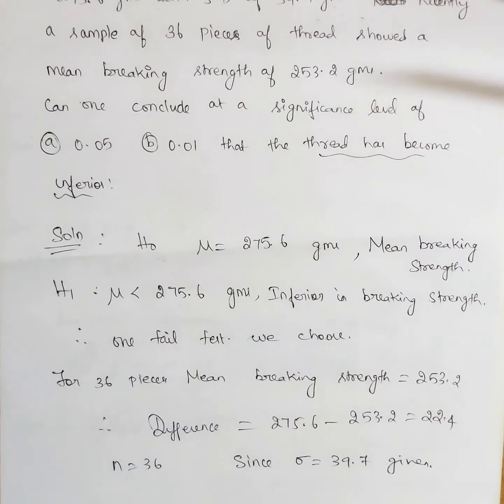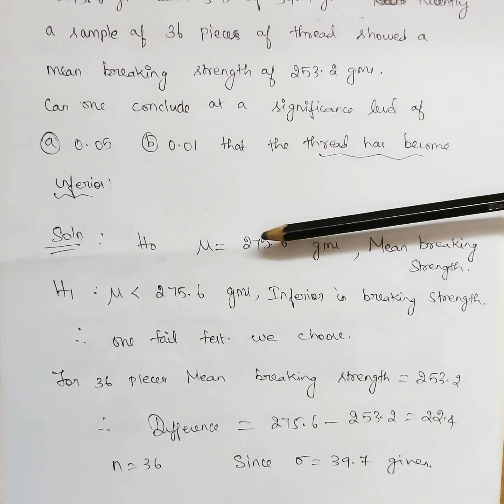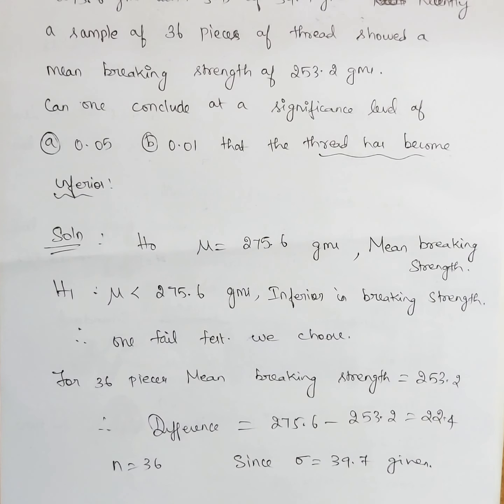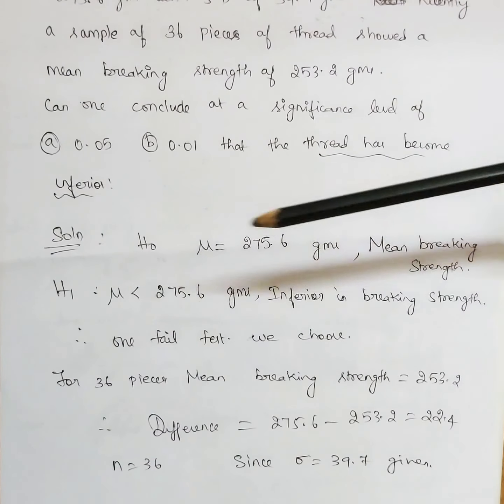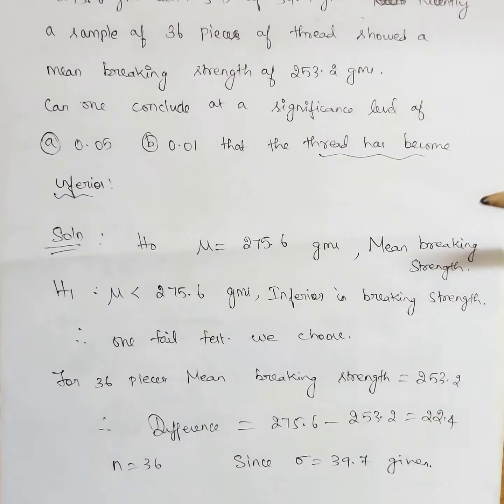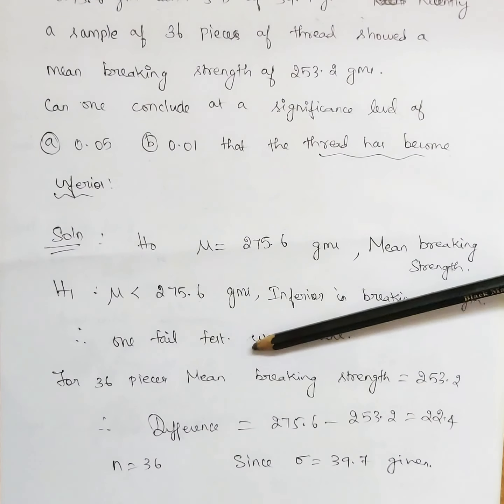So in general, if this word is not given, then I will write mu not equal to 275.6 as the alternate hypothesis. Then I will go for a two-tail test. Since they have given inferior, we are checking only for mu less than 275.6. If it is greater than that, then in that case also, this or more than that is not going to become an inferior one. Inferior means less than that. So mu less than 275.6 is the alternate hypothesis. So we have decided to do one tail test.